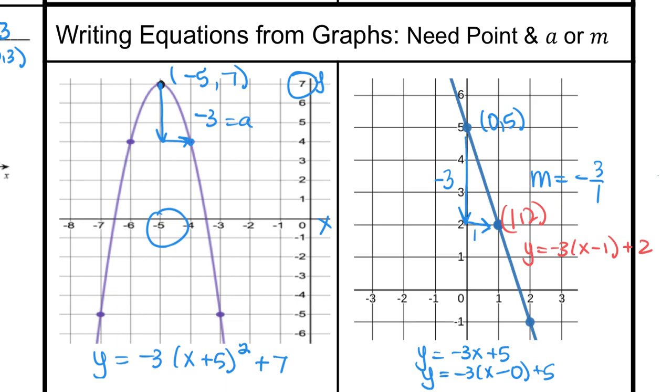If I'm looking at this point, 2, -1, and to write that in point-slope form would be y equals -3, because it's the same slope, and then x minus 2, because it's a +2 in the point right here, and then minus 1. Any of these equations would accurately represent this line right here.